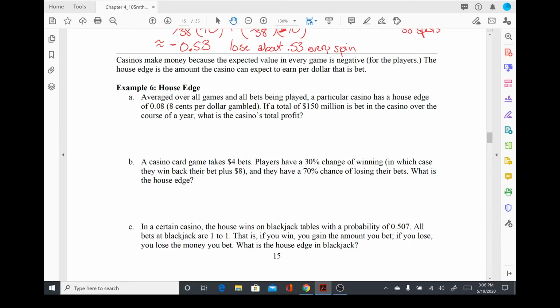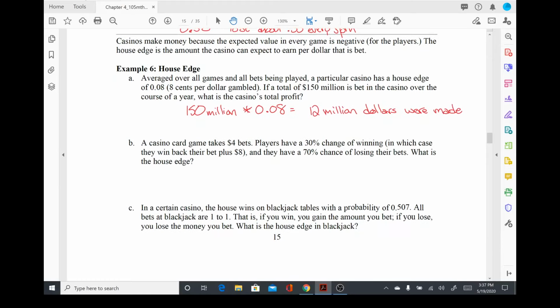So this isn't terribly difficult. There's no crazy formula for it. Every dollar bet is making 8 cents for the casino. So let's take the 150 million and simply multiply it by 8 cents. And that will be how much the casino made. The casino made $12 million.